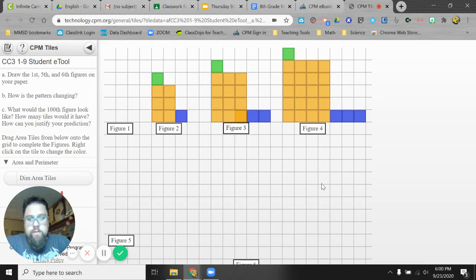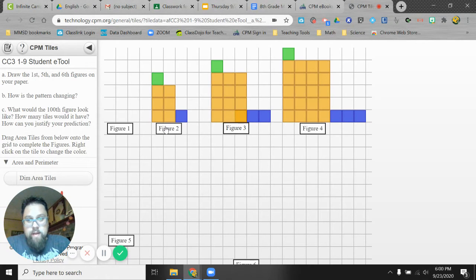Okay, let's figure out the width first because it's pretty easy to see. Here's figure 2. Width is 2. Figure 3. Width is 3. Figure 4. Width is 4. What would the width be in figure 100? Okay, it seemed to be a pattern there.